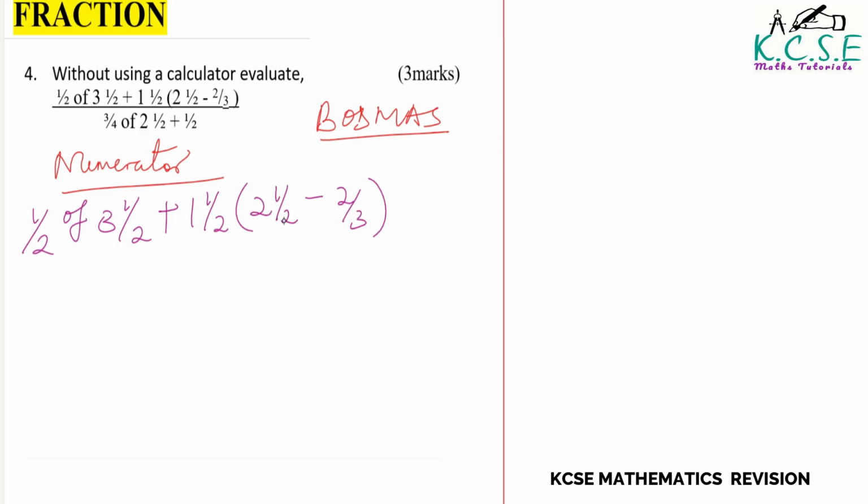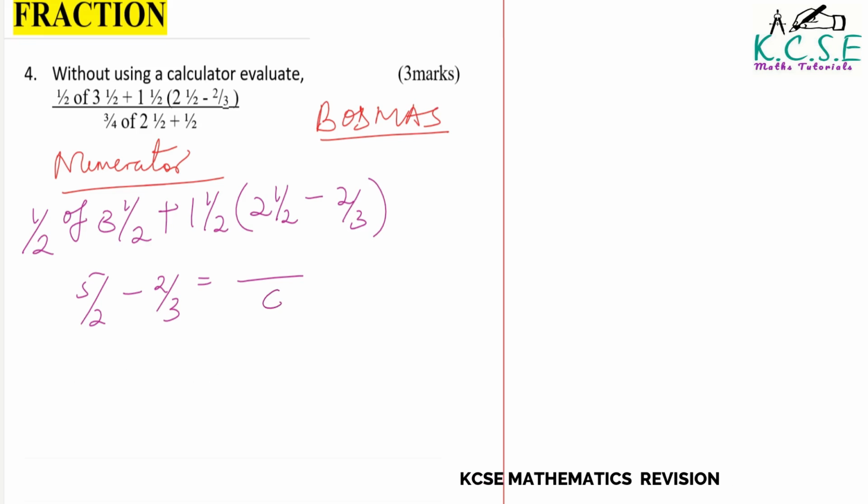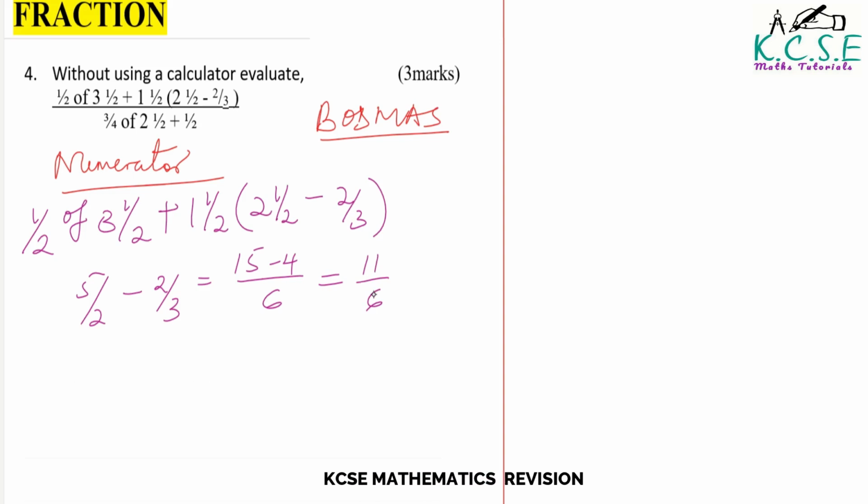2.5 is the same as 5 over 2, minus 2 over 3. So we subtract that. The LCM of 2 and 3 is 6. Then this will give 15 minus 4, and we get 11 over 6. That is the bracket part, and that is the solution.